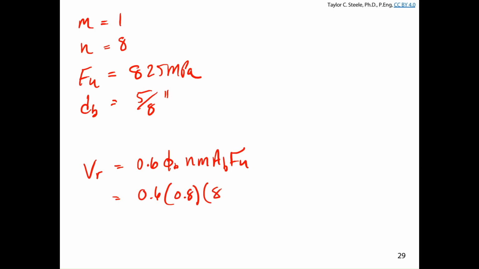N is the number of bolts, M is the number of shear planes, and all of a sudden we have to calculate the area of a circle in inches. That's hard, right? Does anyone remember how to calculate the area of a circle? Pi r squared, that's one way. Is there another way that might work with using diameters instead of radii? Pi d squared over 4. Great. So we're going to do pi d squared over 4 for that calculation.